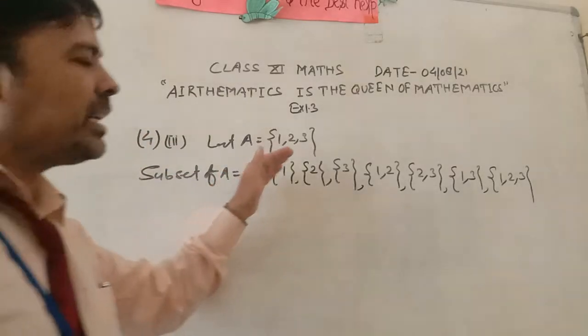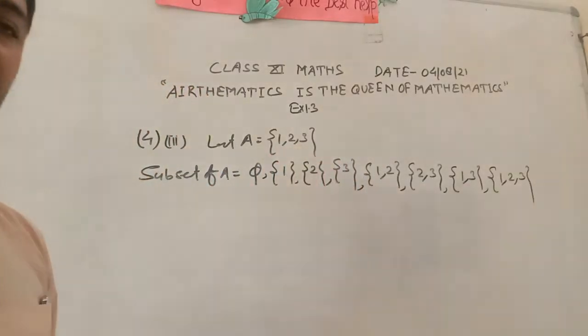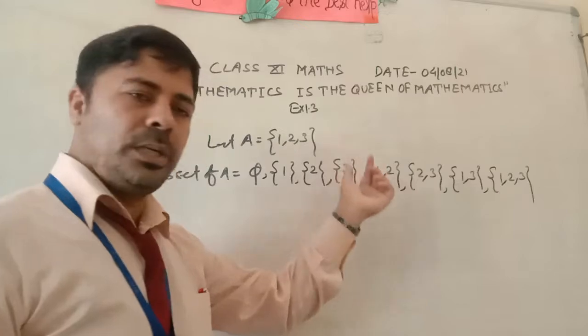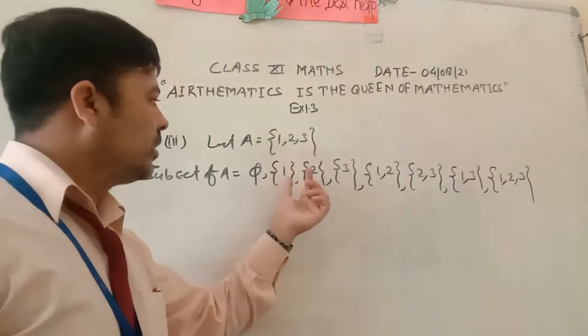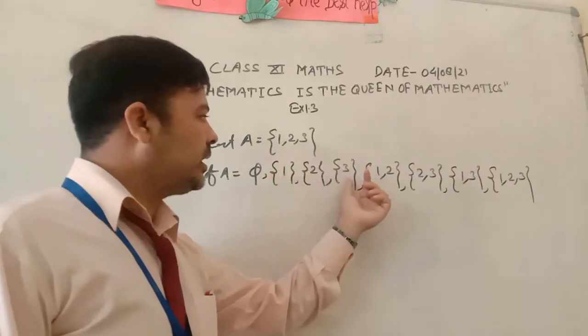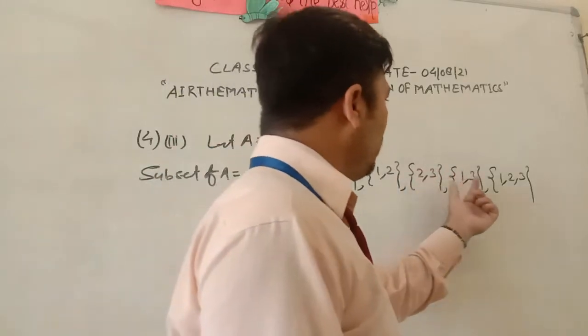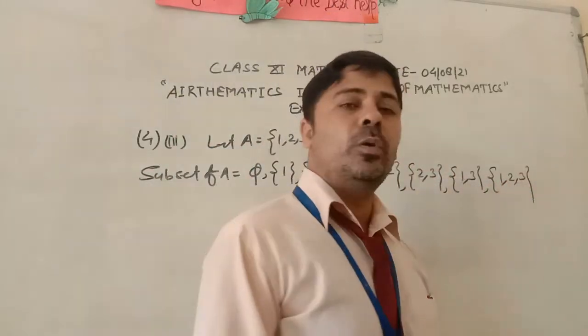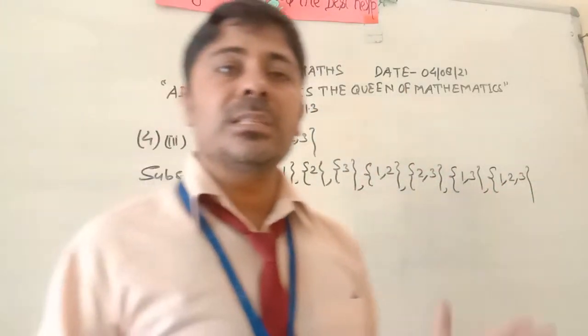So how many subsets does A have? If it has 3 elements like 1, 2, 3, this is phi, set 1, set 2, set 3, set 1, 2, set 2, 3, set 1, 3, and set 1, 2, 3. These are the subsets of A.